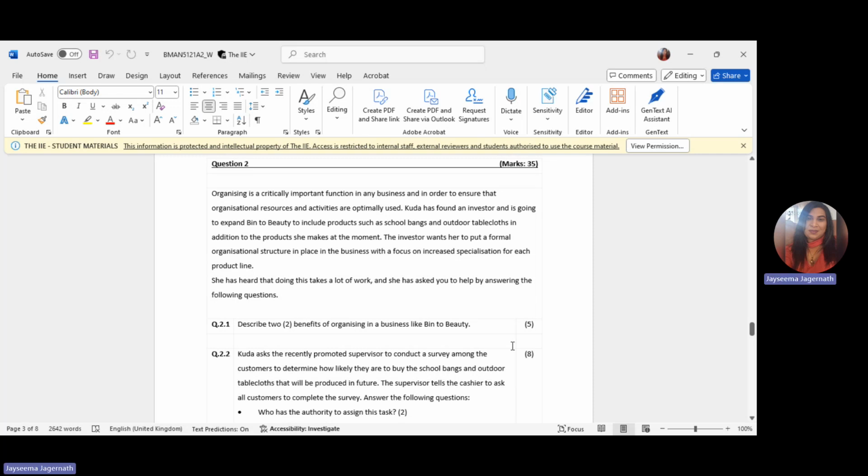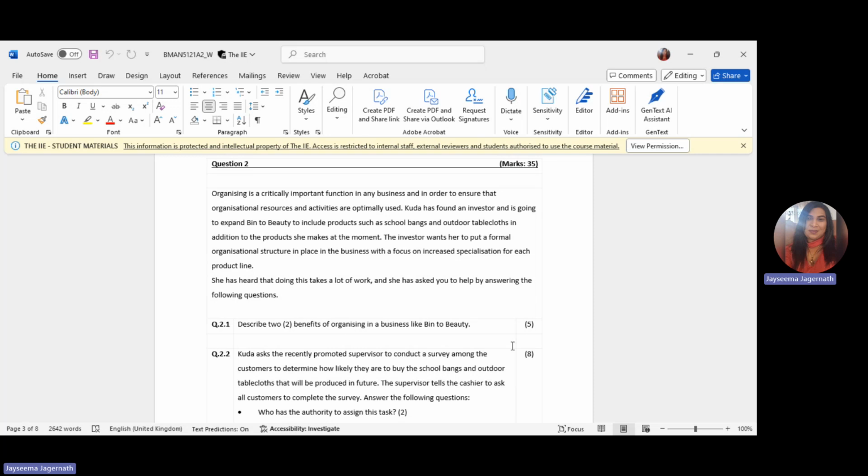So question 2 focuses on chapter 7 of your textbook. So you're going to read up on chapter 7. And essentially, organization is a process where a manager takes all the resources, and this includes people, and organizes it or splits it into different departments and segments in order to achieve the goals of an organization.